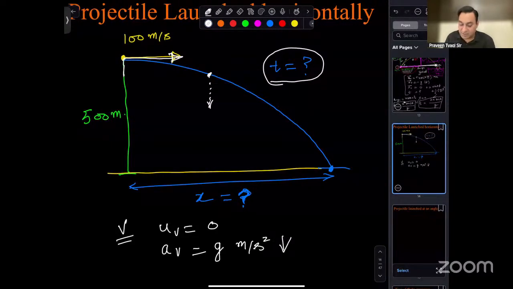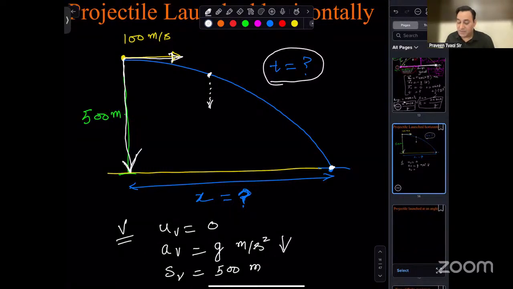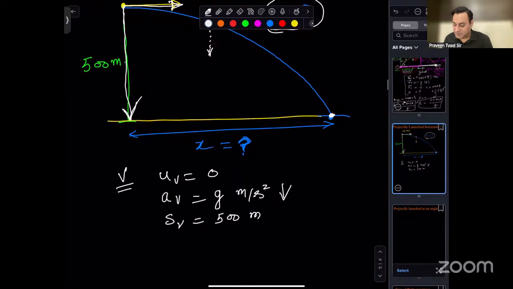What is the displacement in vertical direction? The body is going to come down vertically by how much? This much. This is the vertical displacement. 500 meters. So in vertical direction, the body will fall down by 500 meters. So vertical displacement is 500 meters downwards, and I have to find the time.